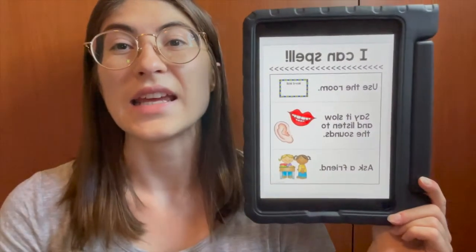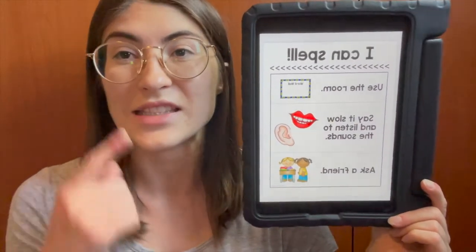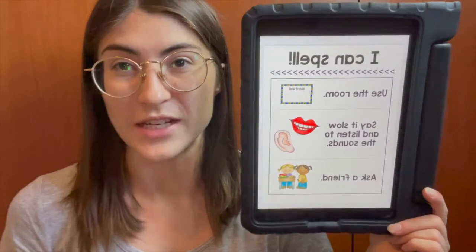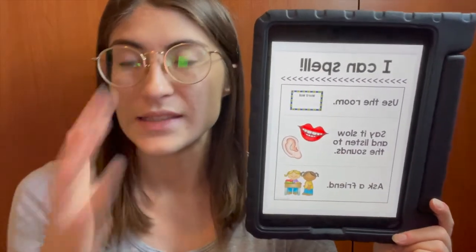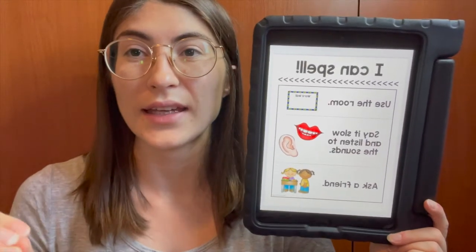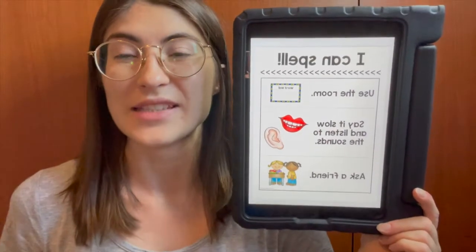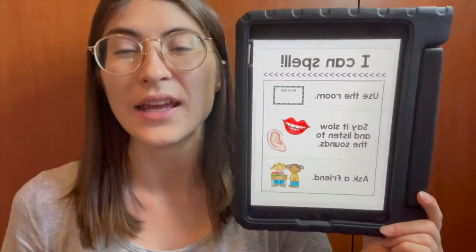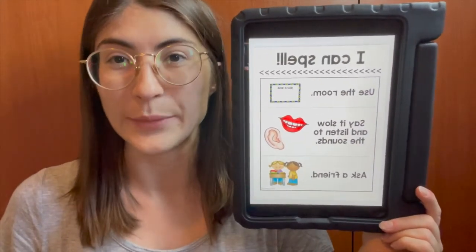Secondly, they can say it slowly to hear the sounds. It's very important that the student is the one saying the word and sounding it out. It makes it easier for them to hear the sounds. And if they stretch it out and say it slowly, so instead of just saying cat, they can say c-a-t. Often I encourage them to say it in slow motion. That can help them to hear each individual sound, and then they can write the letter that corresponds with each of those sounds that they know.